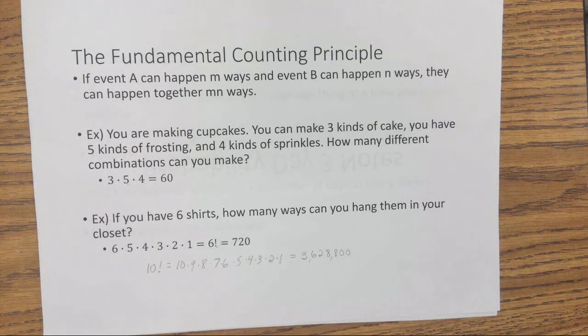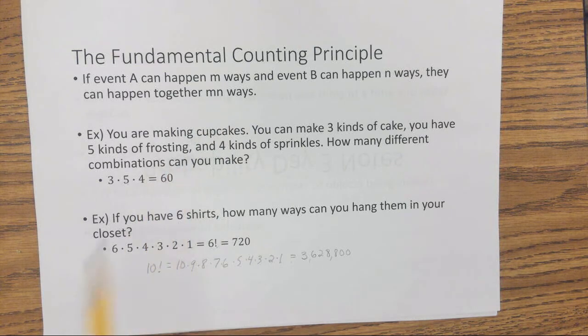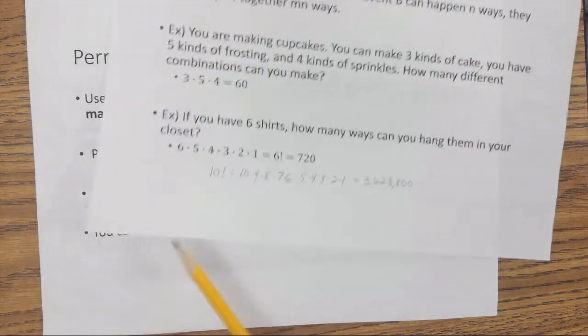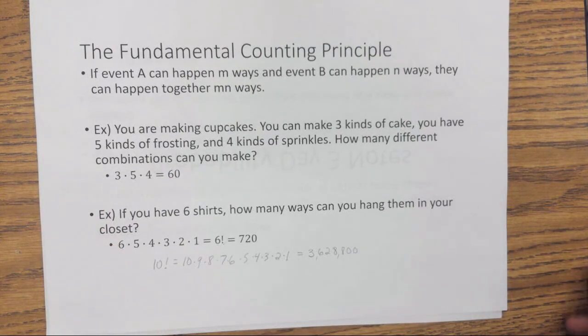The fundamental counting principle. If event A can happen m ways and event B can happen n ways, they can happen together in m times n ways. For example, I'm making some cupcakes. I don't know what kind of cupcakes you like. Vanilla, chocolate, funfetti. So there's 3 kinds of cake, some frosting, some sprinkles, and I want to know how many combinations of cake I can make. Well, 3 kinds of cake, 5 kinds of frosting, 4 kinds of sprinkles. I just multiply those together and I get 60. Pretty easy.